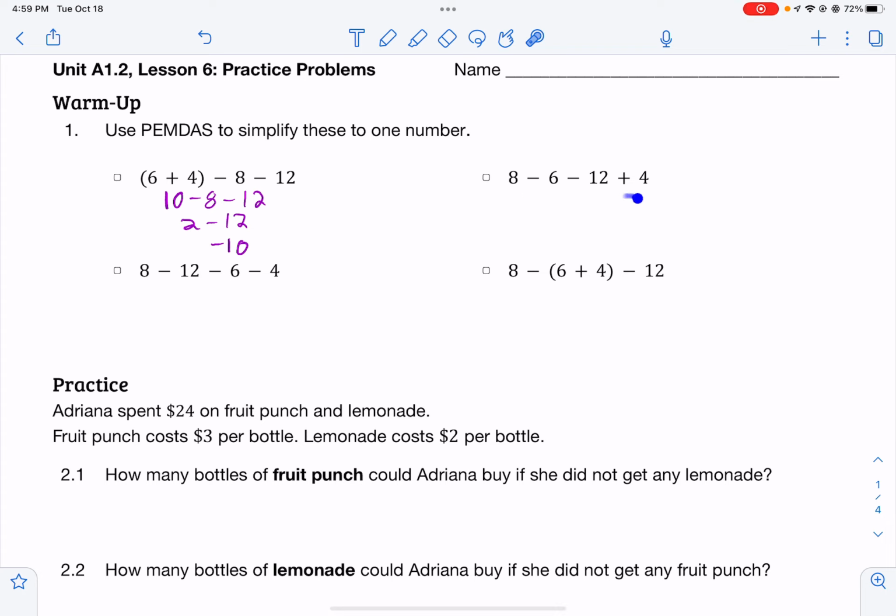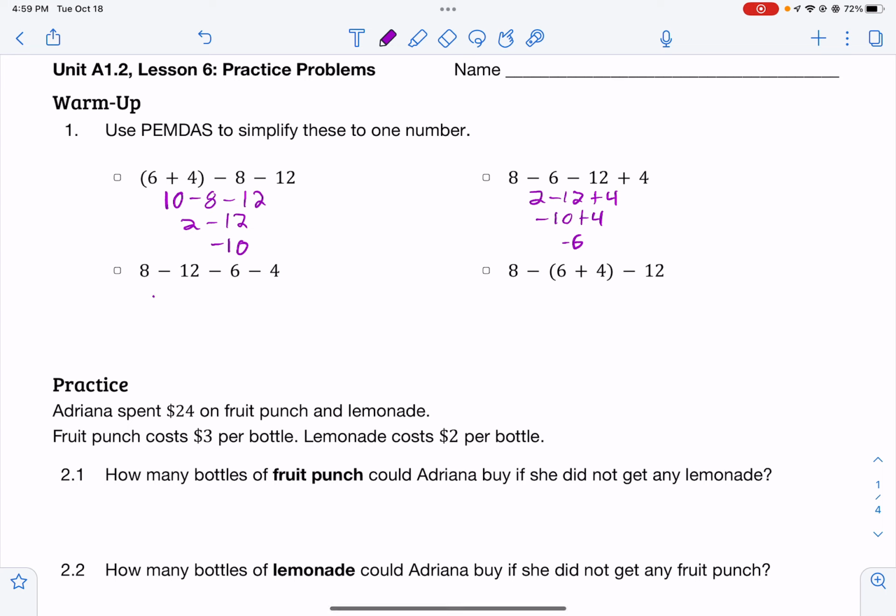Okay, here we have subtraction and addition. Remember, we do subtraction and addition left to right. So we can do that first part. 2 minus 12 gives us negative 10. Plus 4, negative 10 plus 4 is negative 6.